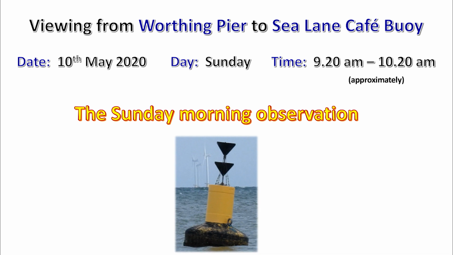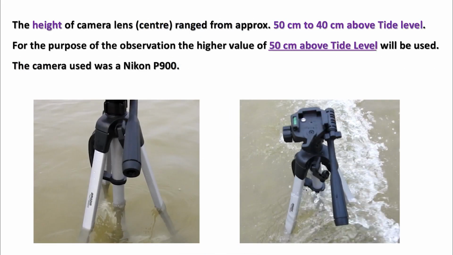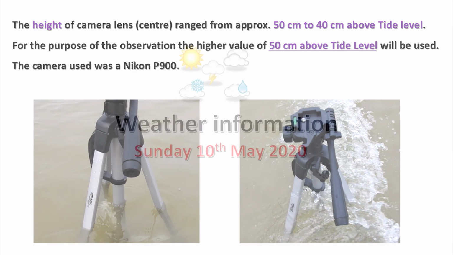Viewing from Worthing Pier to Sea Lane Cafe Buoy. Date, 10th of May 2020. Day, Sunday. Time, 9:20 a.m. to 10:20 a.m. approximately. The Sunday morning observation. The height of camera lens center ranged from approximately 50 centimeters to 40 centimeters above tide level. For the purpose of the observation, the higher value of 50 centimeters above tide level will be used. The camera used was a Nikon P900.